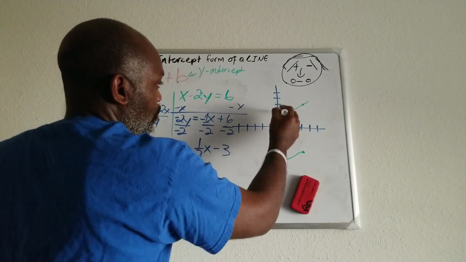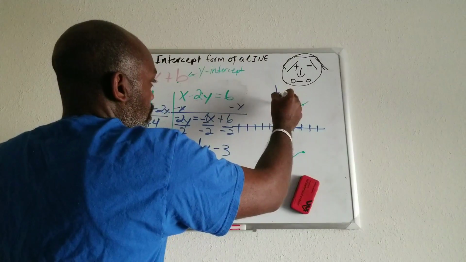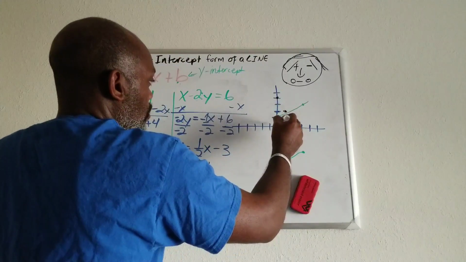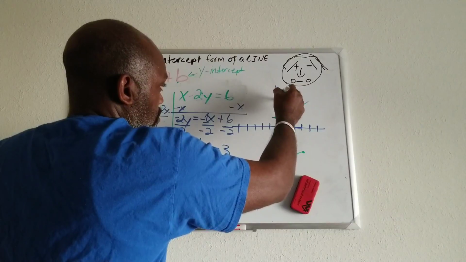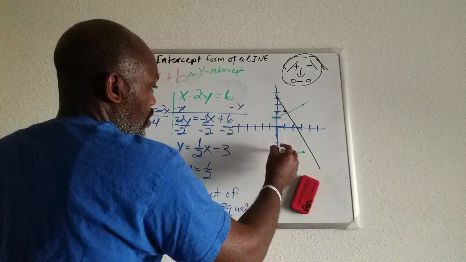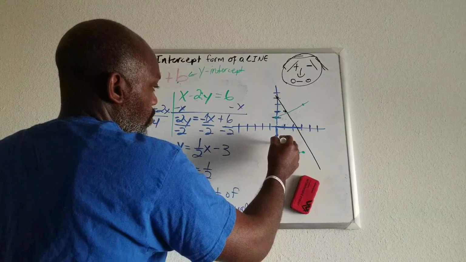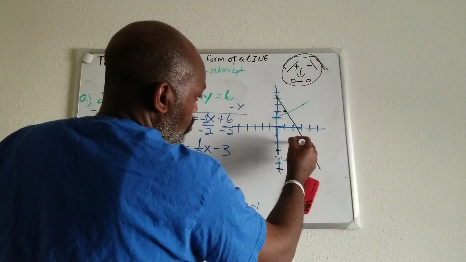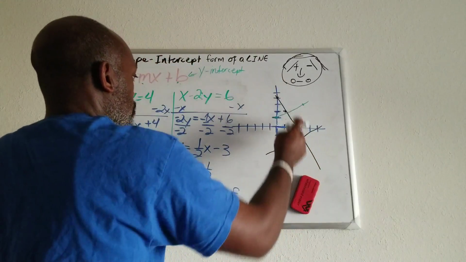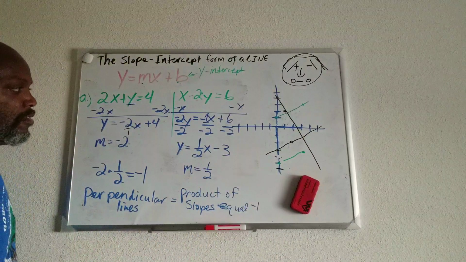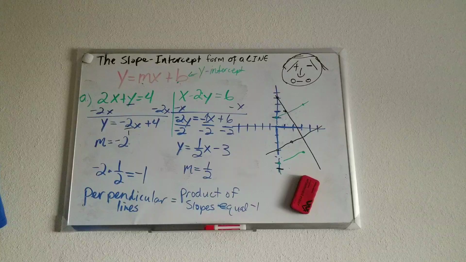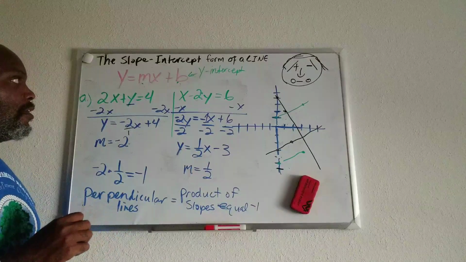I start at positive 4, and then I go down 1, 2, and to the right 1. And then here, I go to negative 3, and go up 1 to the right 2. And so at some point they're going to cross and make an intersection. So that's a perpendicular line.